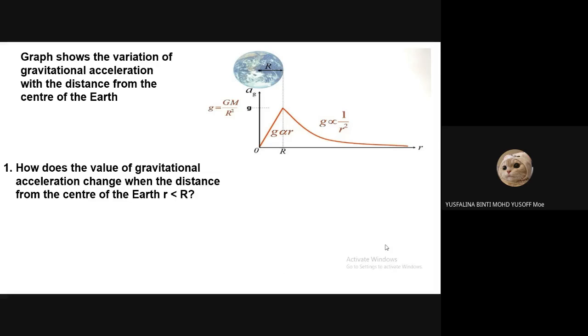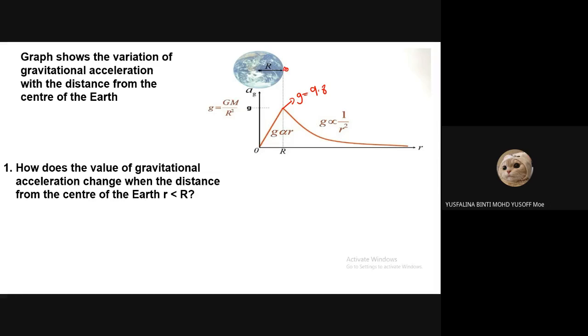For this part, we can say that g is directly proportional to r, because it's a straight line and it's increasing. At this part, g is equal to GM over r squared. This one means g is 9.8. At this part, the value of g is 9.8, which means it's on the surface of the Earth.